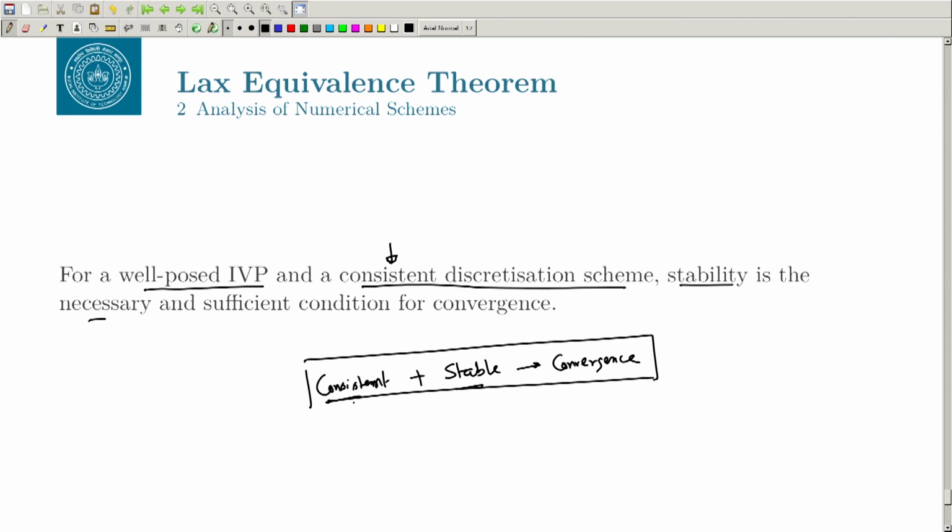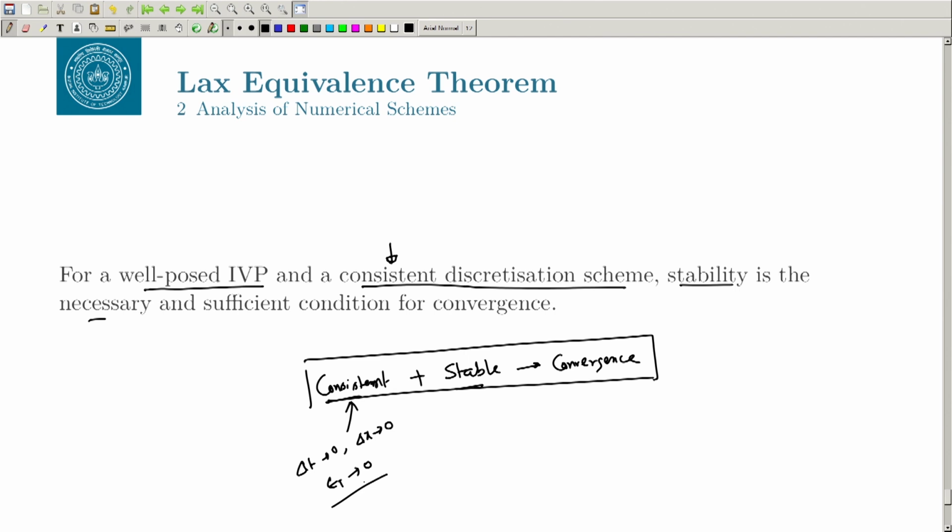Now, consistency we have already seen how to find it out. Basically, you take your FD, the finite difference equation, put in the Taylor series and see, as delta t goes to 0 and delta x goes to 0, whether your truncation error goes to 0 or not. If the truncation error goes to 0, that means your scheme is consistent.